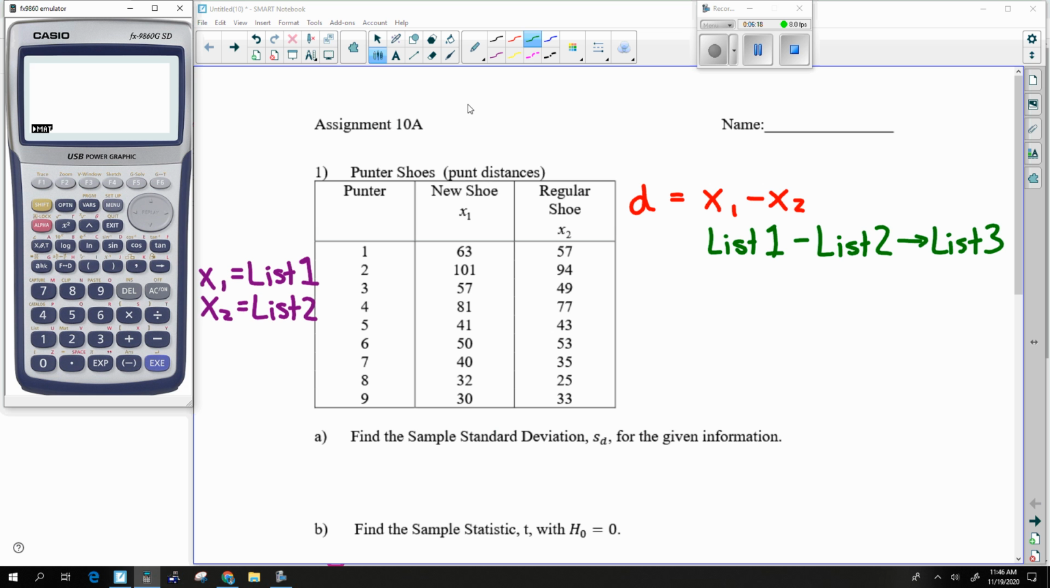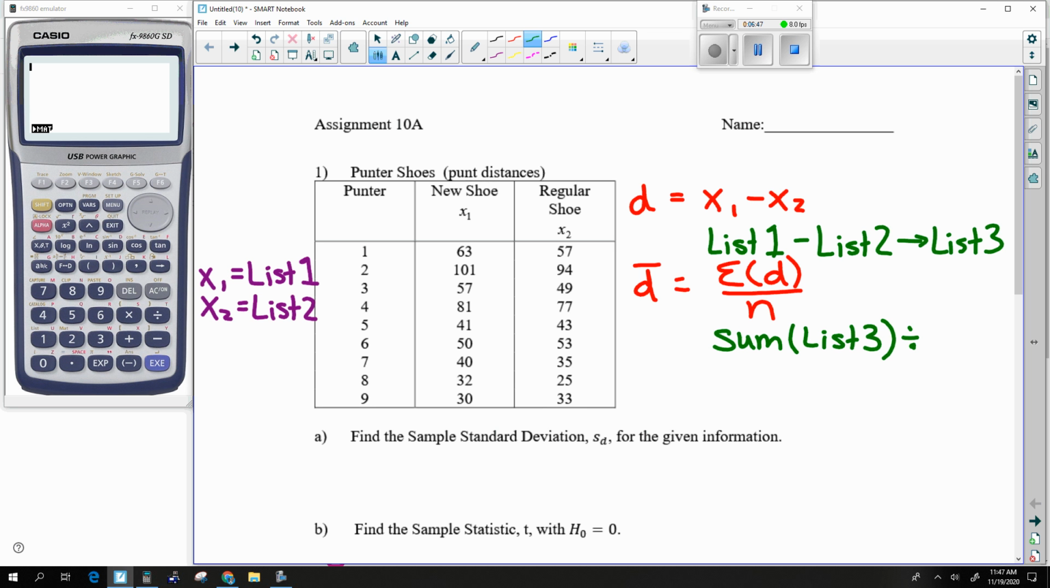Okay, next variable that we need to get and use in these problems is D bar, which is the average of those differences. We have a list of these differences, so we're going to add them up and divide by the number of numbers. In this case, that is 9. So in calculator speak, this is going to be the sum of list 3, that's our differences, divided by 9, because there's 9 punters. Okay, and that will get us our average difference. What I do is I store that as the letter A for average.